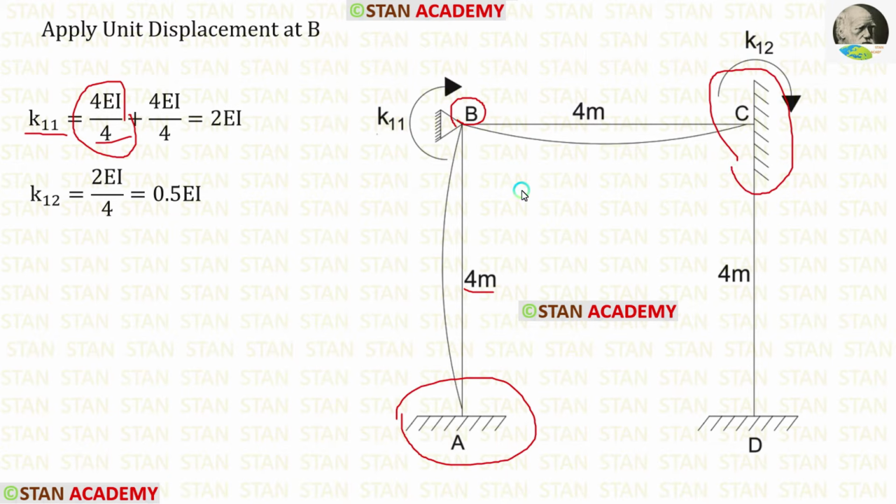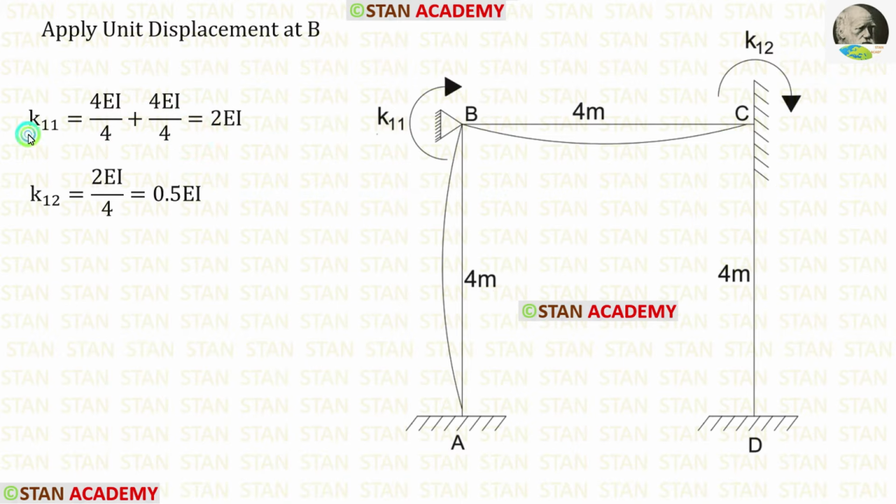In the end C also, there is a fixed support. So we have to apply the same formula 4EI upon L. Length of BC is 4. Let us apply that. For K11, we have to add these two values. After adding, we are getting this.